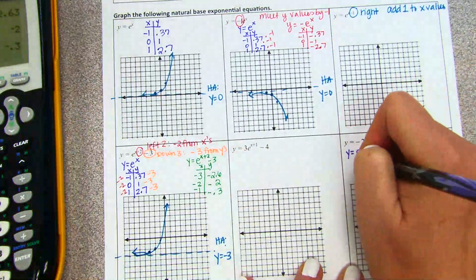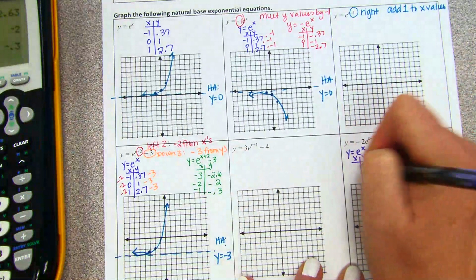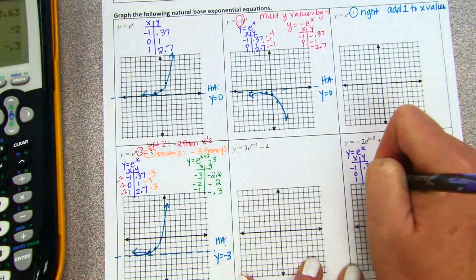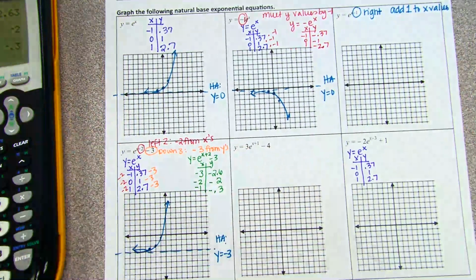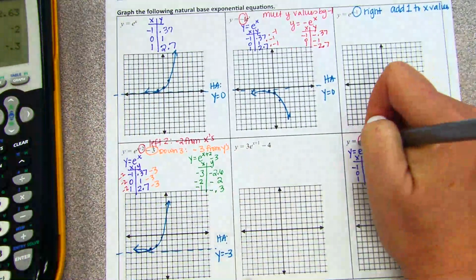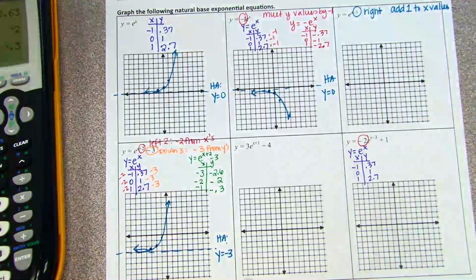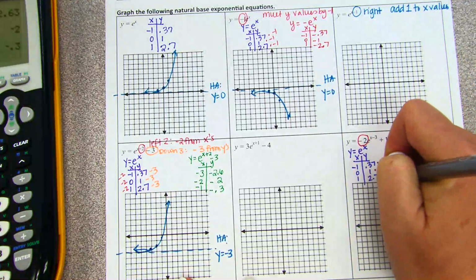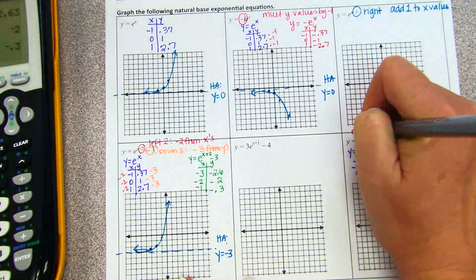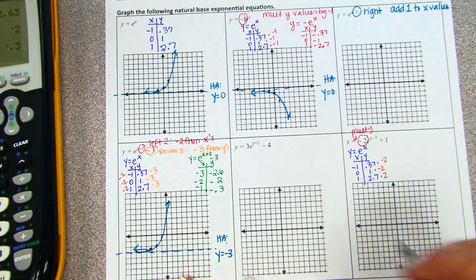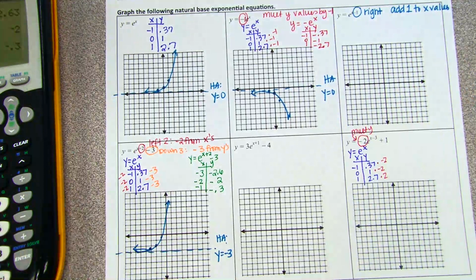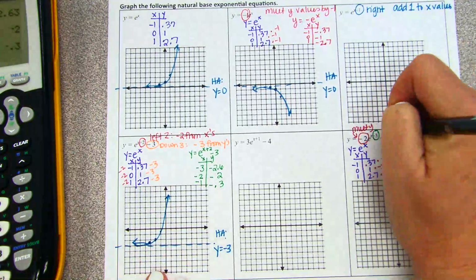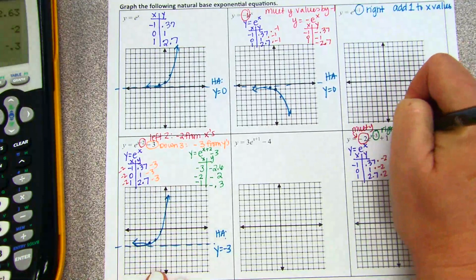So I'm going to start with the parent function. So negative 1, 0, and 1, 0.37, 1, and 2.7. So now let's look at what's happening. So over here, I have a number on the outside. That is what you multiply the y values by. Okay? So you multiply y by that value. Okay? And then over here, this minus 3 means it goes to the right 3.